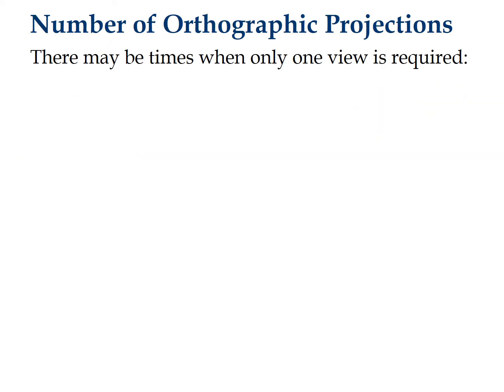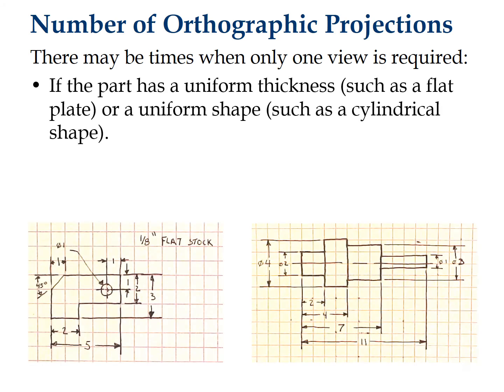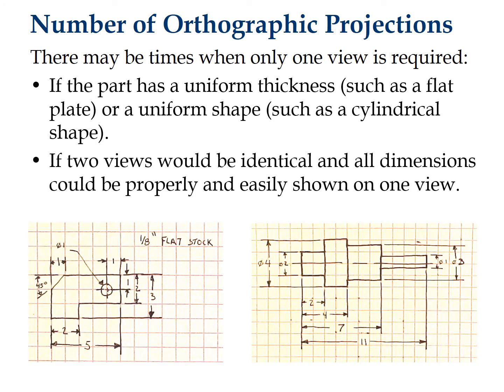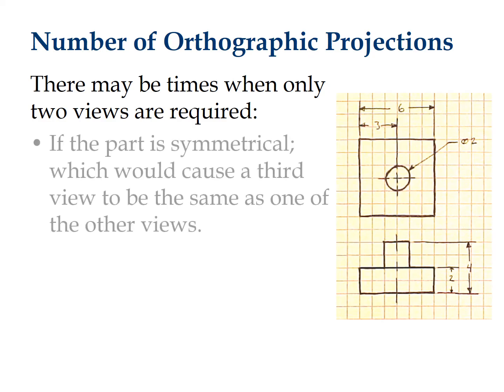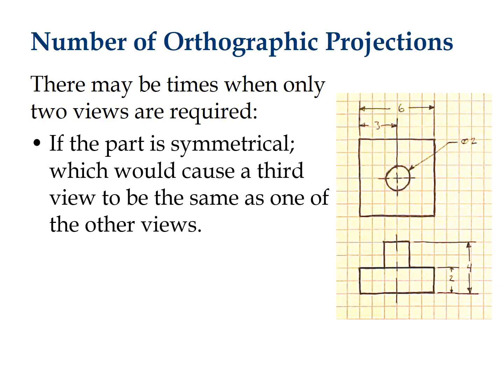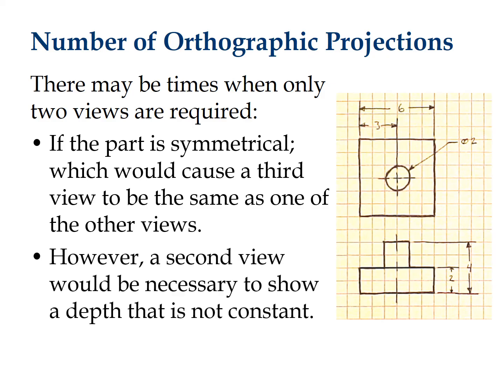There may be times when only one view is required. If the part has a uniform thickness, such as a flat plate, or a uniform shape, such as a cylindrical shape, the two views would be identical and all dimensions could be properly and easily shown in just one view. There may be times when only two views are required. If the part is symmetrical, a third view would be the same as one of the other views. However, a second view would be necessary to show a depth that is not constant.